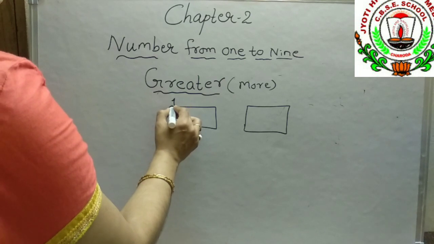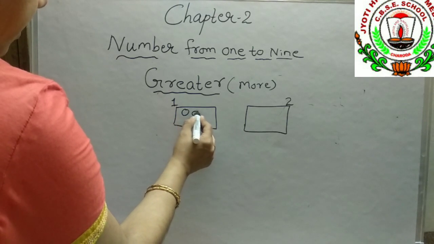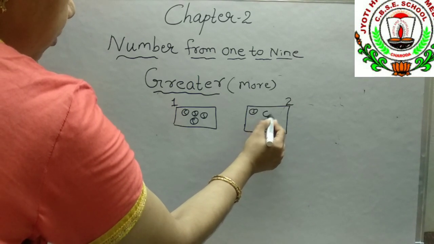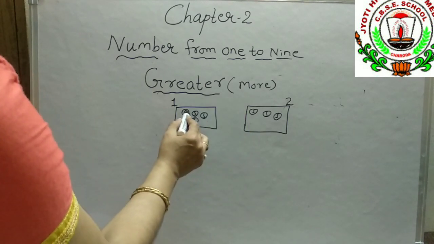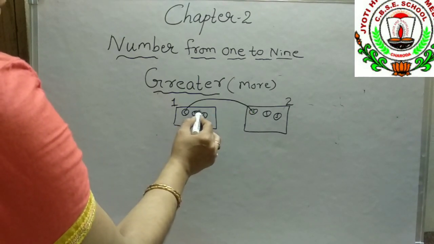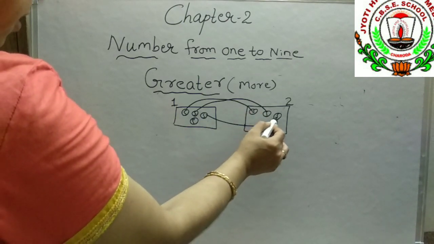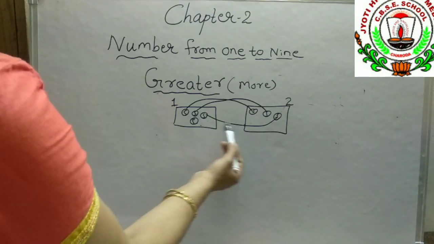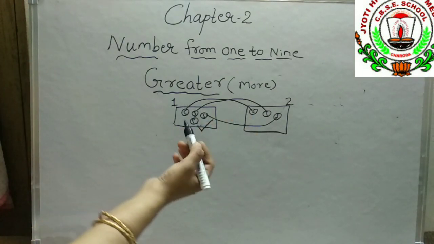I have taken two boxes. This is box number 1 and this is box number 2. In this I am making some balls, and in box number 2 also I am making some balls. Now we will compare the balls in both the boxes. This is one ball and this is again one ball in box number 2. 2 ball, 2 ball. 3 ball, 3 ball. Now in box number 1, one ball is remaining. So which box has greater number of balls? Box 1 has greater number of balls.